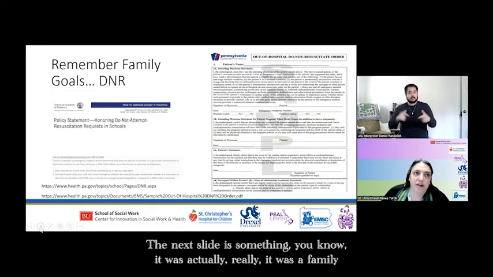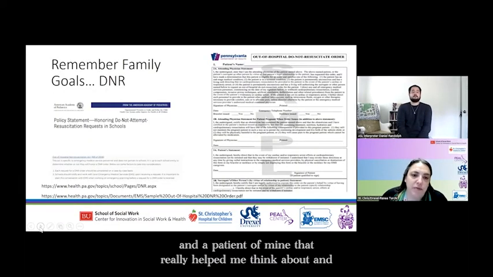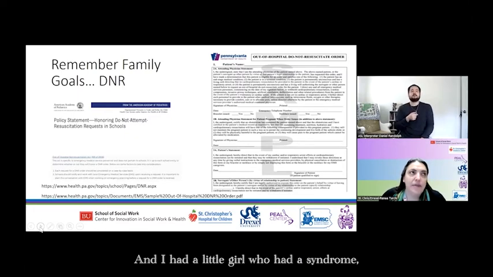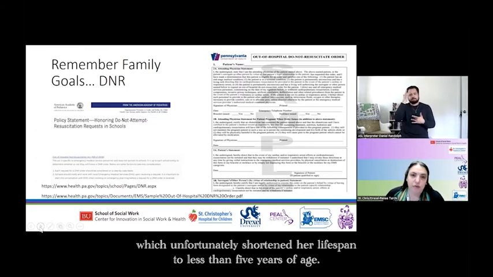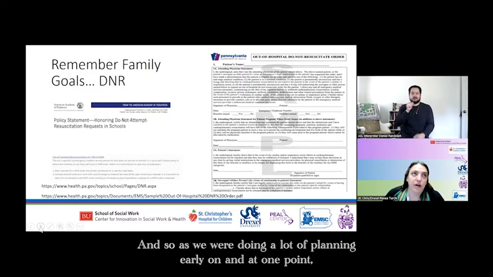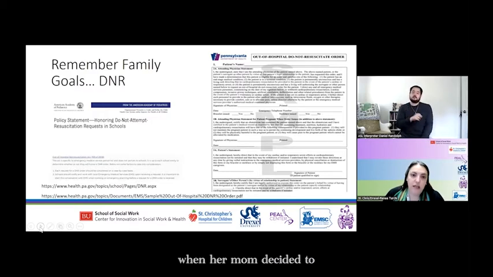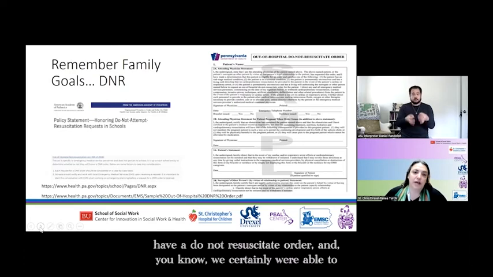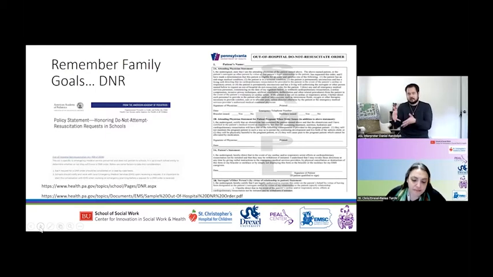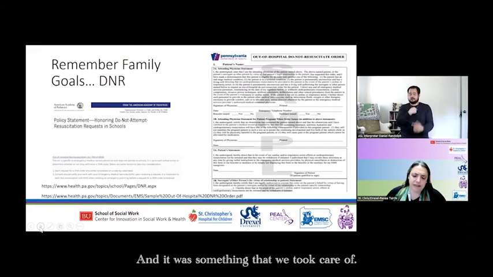The next slide is something, it was actually a family and a patient of mine that really helped me think about and highlight this. I had a little girl who had a syndrome, which unfortunately shortened her lifespan to less than 5 years of age. As we were doing a lot of planning early on, at one point her mom decided to have a do not resuscitate order. And we certainly were able to address all of that when she would come to our hospital and with the different providers. It was something that we took care of.